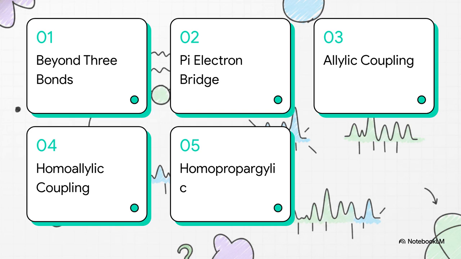So, here's our roadmap for today. We'll start with what happens beyond the classic 3-bond rule, uncover the secret of the pi-electron bridge, and then systematically explore allylic, homoallylic, and homopropargylic coupling.